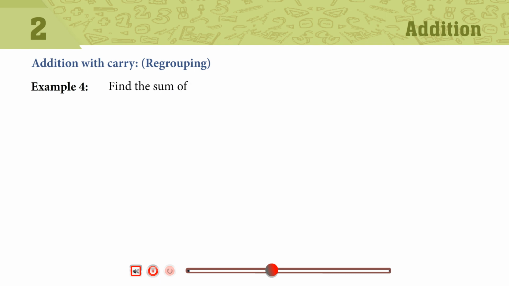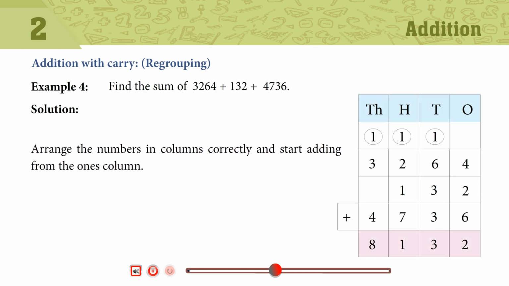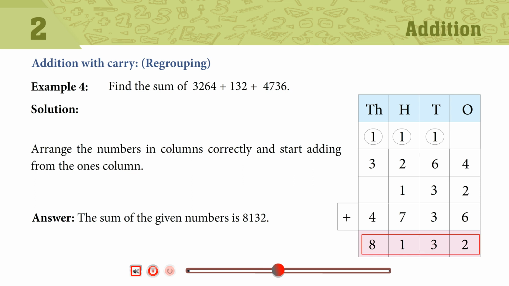Example 4. Find the sum of 3,264 plus 132 plus 4,736. Solution. Arrange the numbers in columns correctly and start adding from the ones column. Answer. The sum of the given numbers is 8,132.